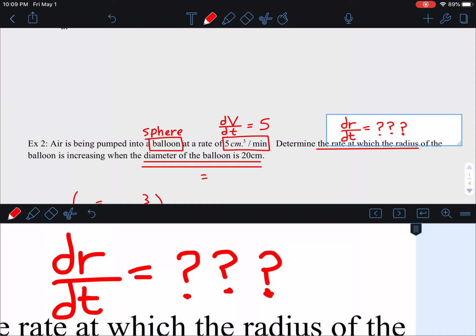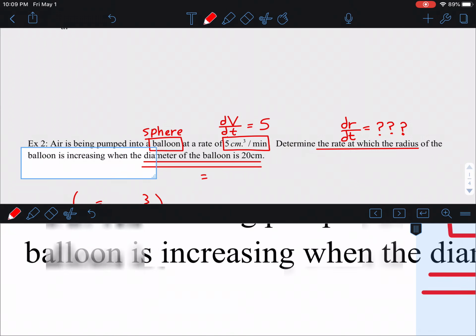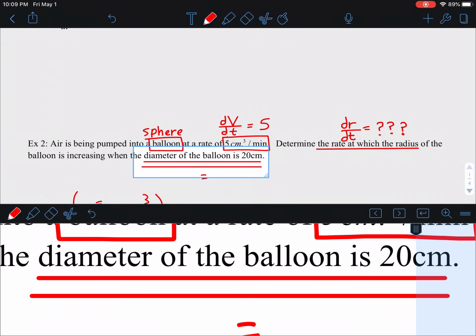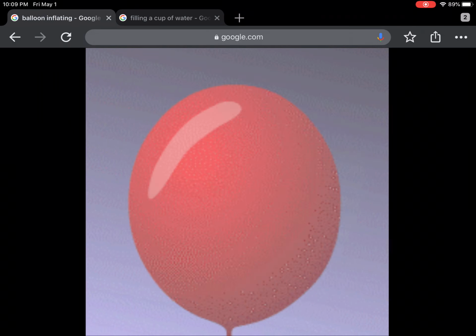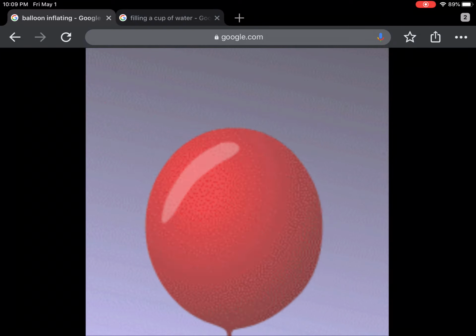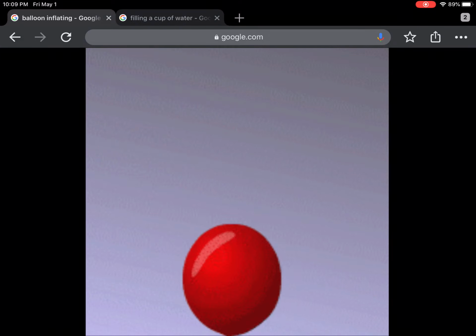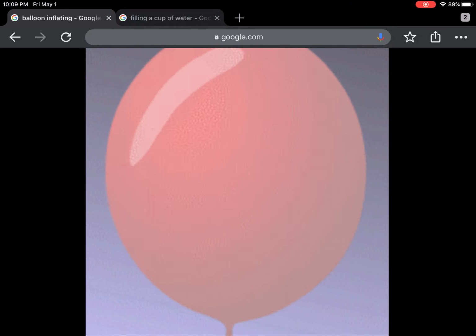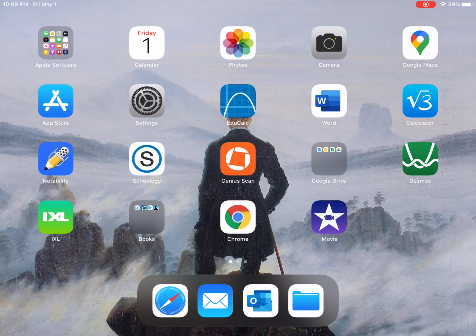There we go. Those look a little better. Okay, that's what we want to solve for. Now, we want to know the rate of change of the radius of the balloon when the diameter of the balloon is 20 centimeters. So if we go back to our GIF here, if I were to pause this GIF at the moment the diameter was 20 centimeters, at that exact moment is when I want to figure out what is the rate of change of the radius, okay?